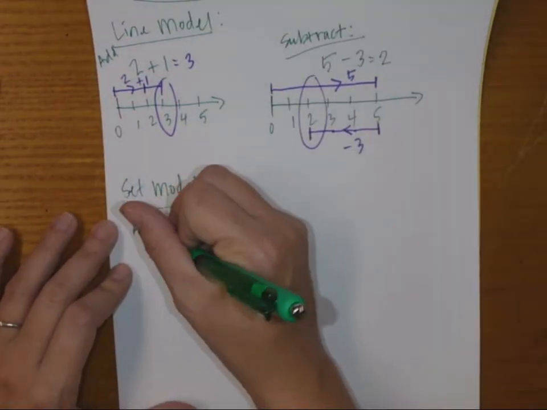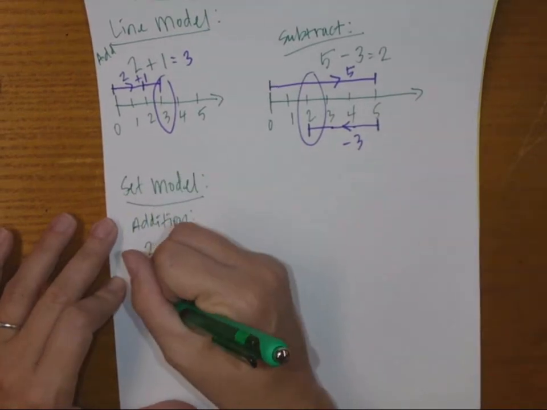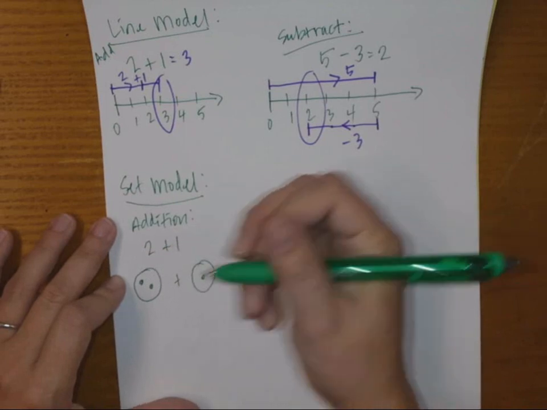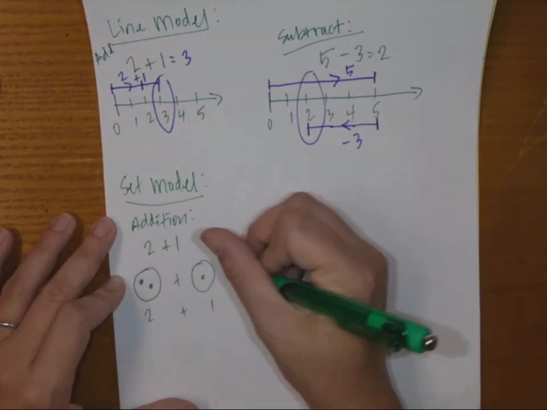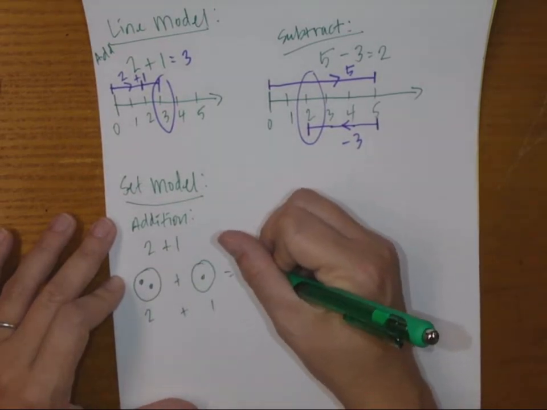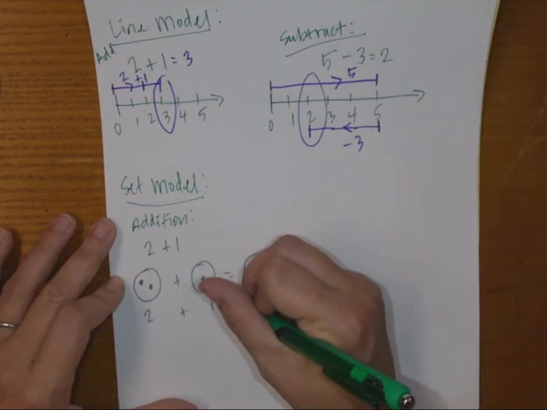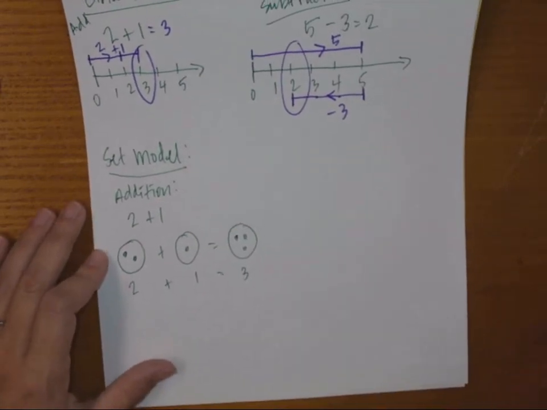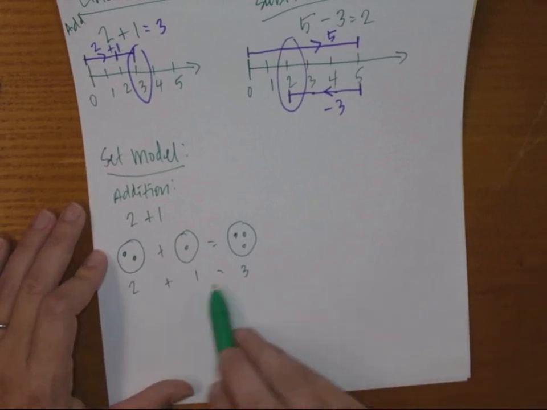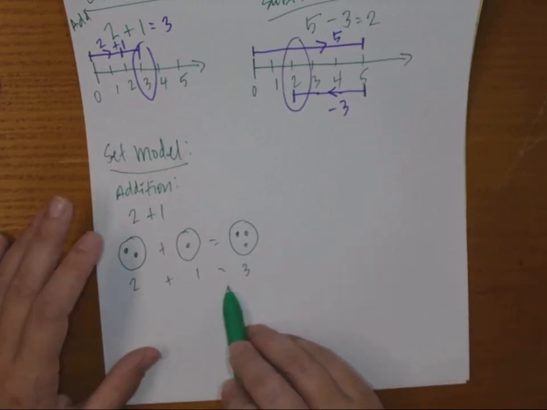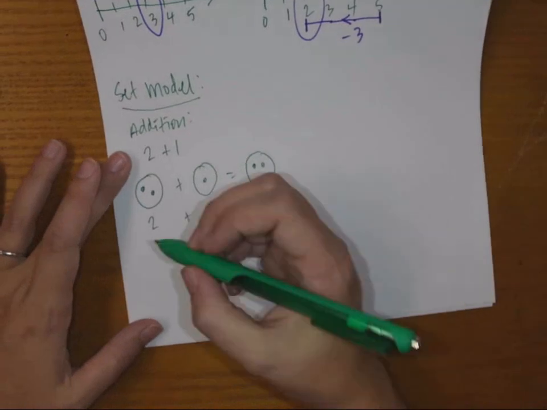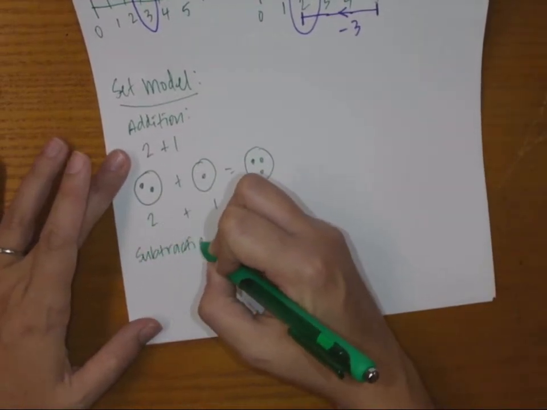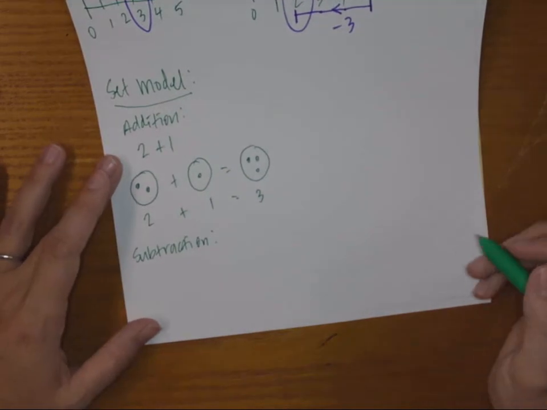So if I wanted to show 2 plus 1, I would show a set of 2 things, add to it a set of 1 thing. So here's 2 things, add to it 1 thing. When I put them together, I get a set of 3 things. Okay, so you can demonstrate with the sets and the number sentence underneath it. For subtraction, we actually have 2 different models within the set model.